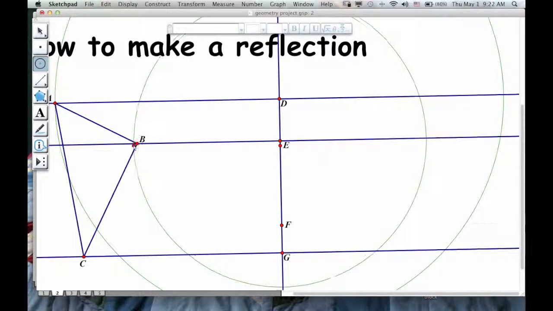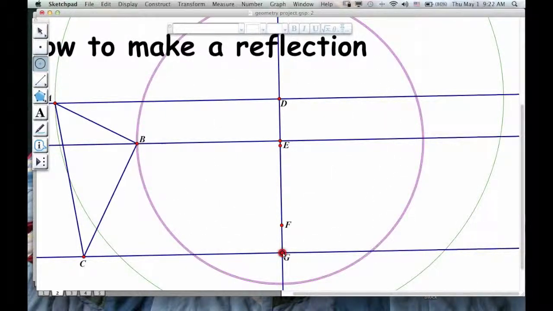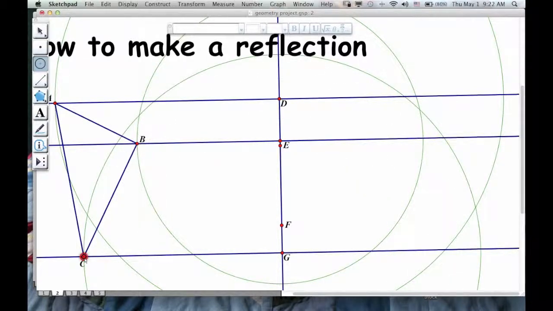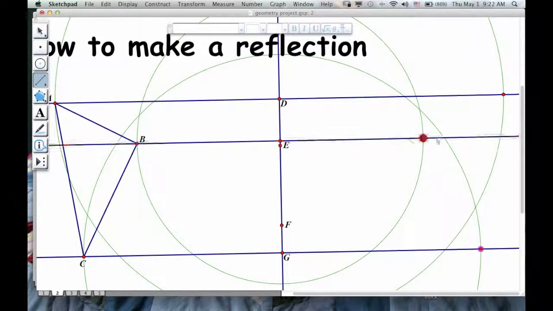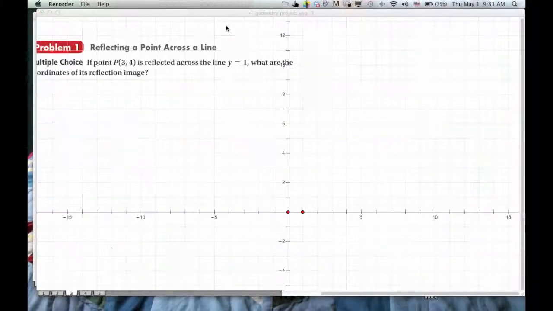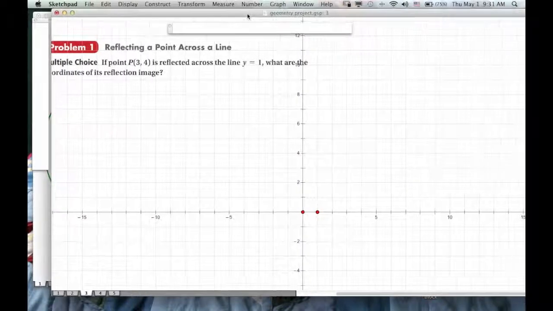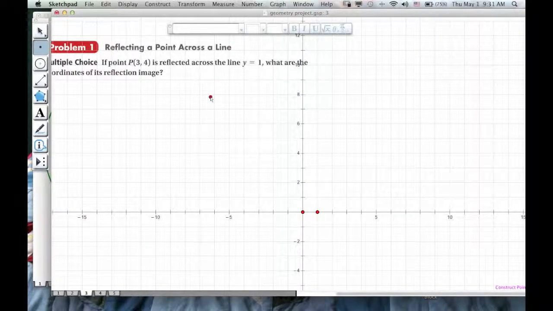So here we're going to use the circle to make sure that they all have the same distance, and we're going to mark the dots where the circle intersects the lines, and then we're going to connect the dots together to make a reflection here and here.